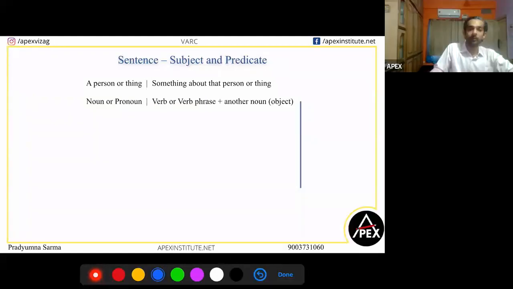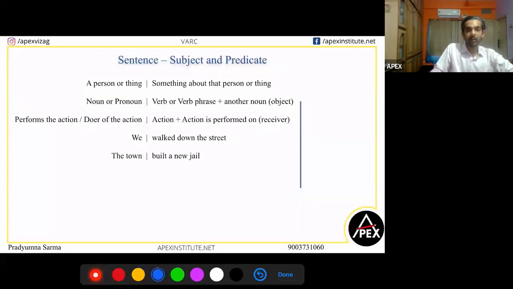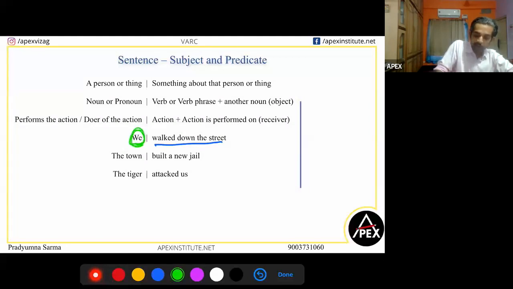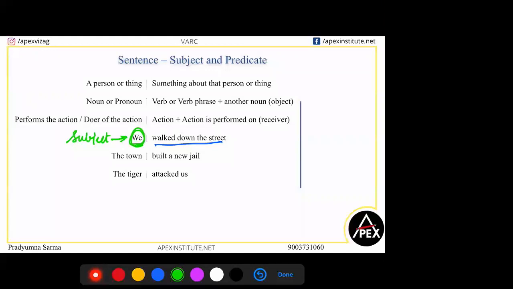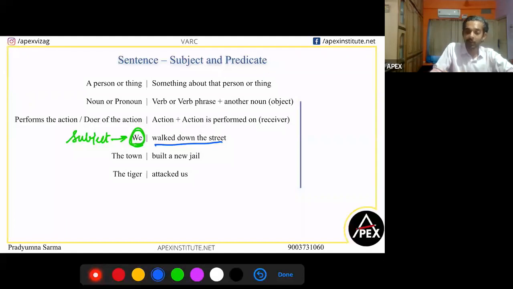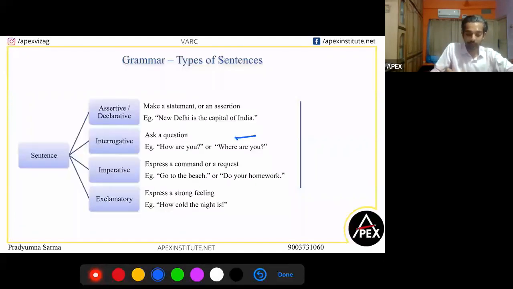So now, here are a few examples. Over here, we walk down the street. Who are we talking about? We are talking about we, no? We are all talking about these people. So these people become the subject. Okay, whatever we are telling about these people becomes our predicate.